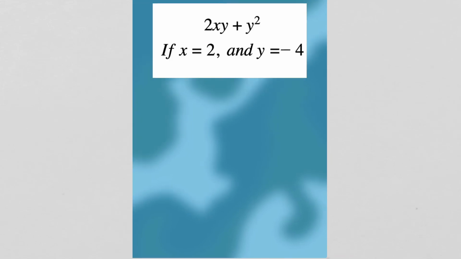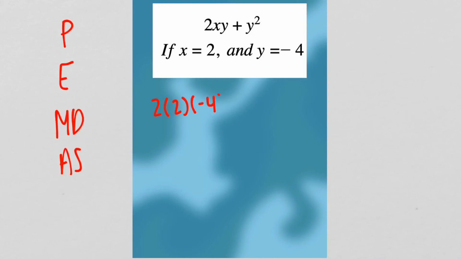Alright, so here is another one. You still have your PEMDAS. So I'm going to plug the numbers in first. I have 2xy plus y squared if x is equal to 2 and y is equal to negative 4. So 2 times my x is now 2. Don't forget your parentheses. My y is a negative 4 plus y squared is going to be negative 4 squared.